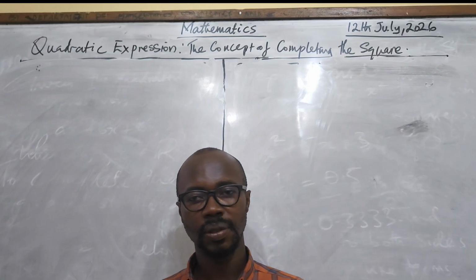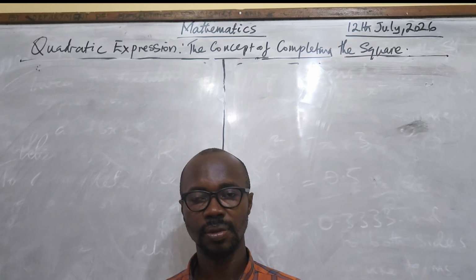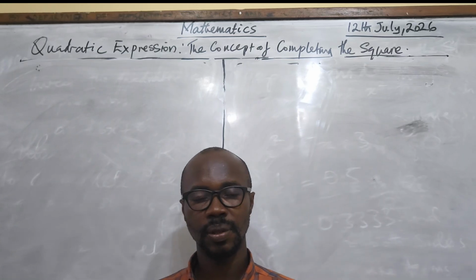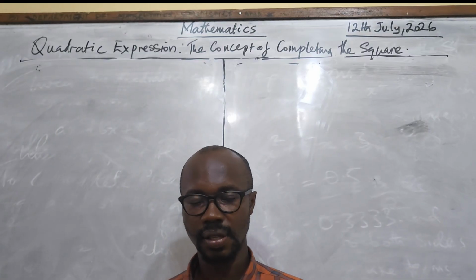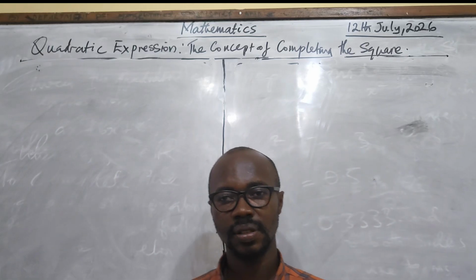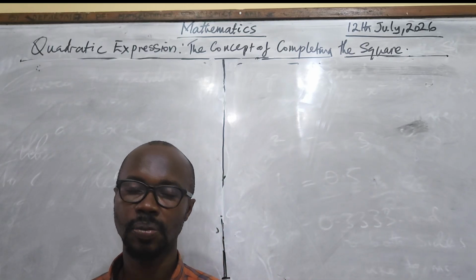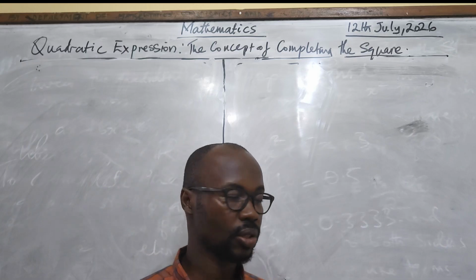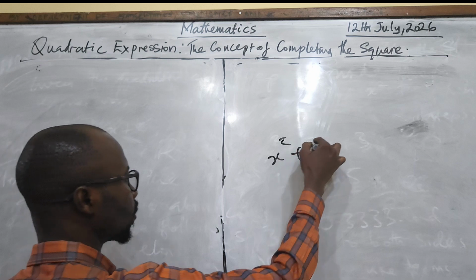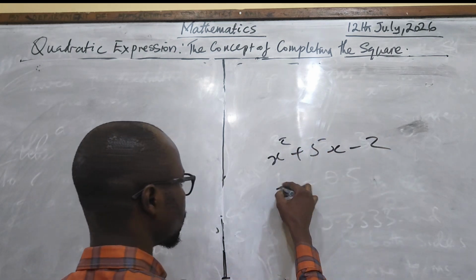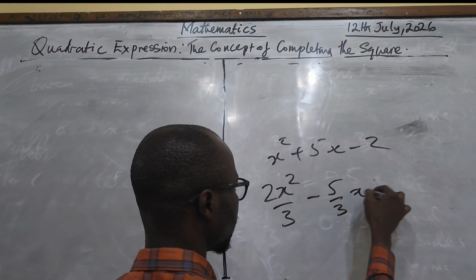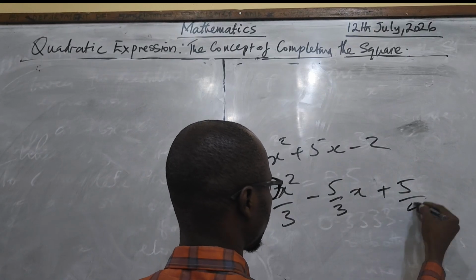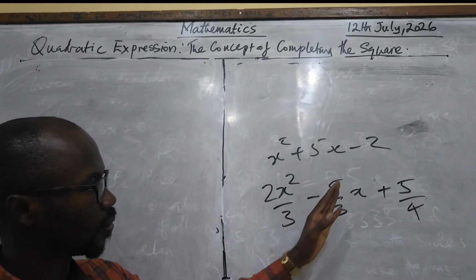The topic that I will be teaching is the concept of completing the square of a quadratic expression. This particular concept is really common in O-level and IGCSE exams. By the end of this lesson, you will be able to complete the square of any quadratic expression of the form x squared plus 5x minus 2, 2x squared all over 3 minus 5 all over 3x plus 5 all over 4.